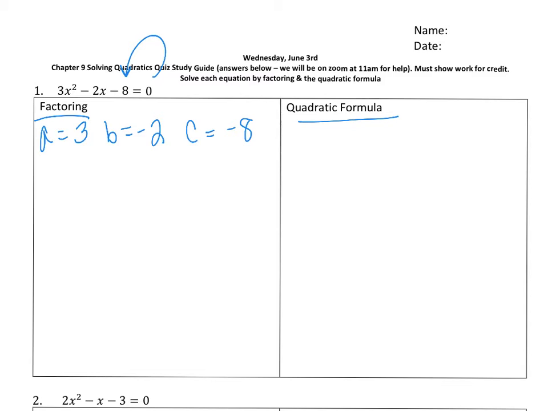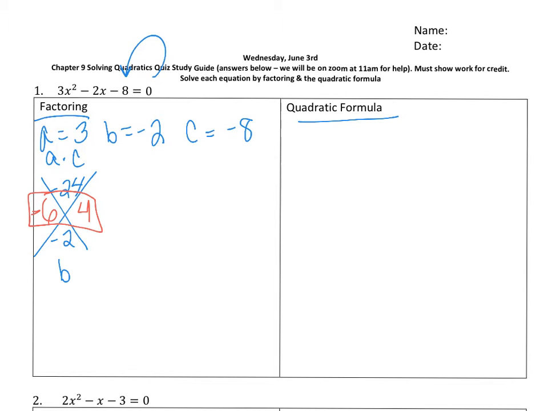Factoring, there's no GCF. We look for combos that multiply to a times c that add to b. So a is 3, c is -8, so 3 times -8 is -24. That adds to -2. So we know we have some combo of 6 and 4. 6 times 4 is 24. And if they have to add to -2, the 6 has to be negative. So it's -6 and +4.